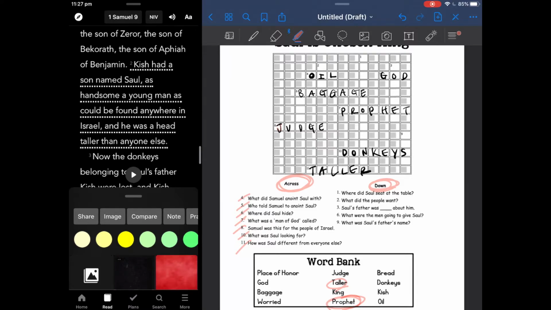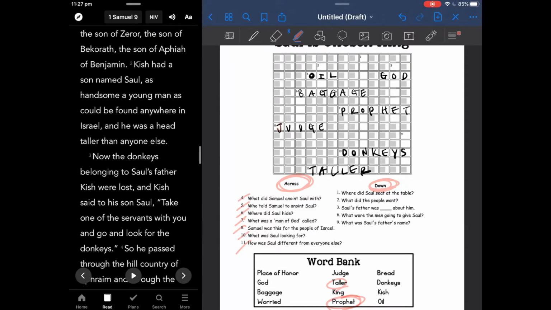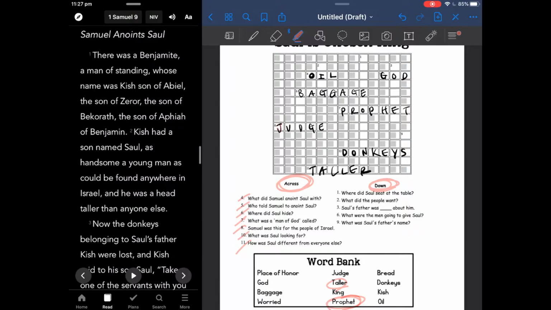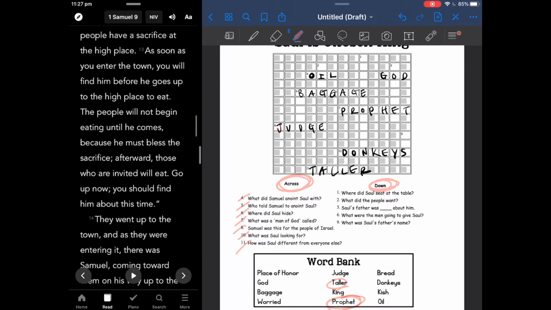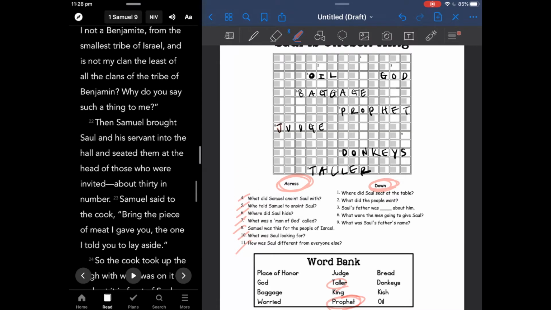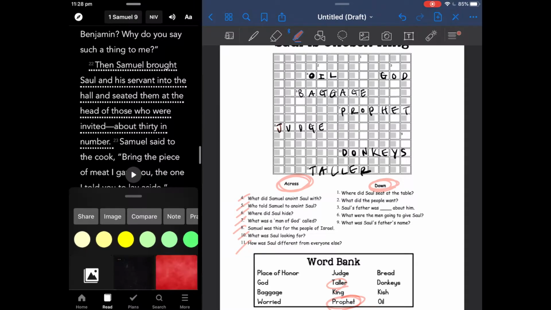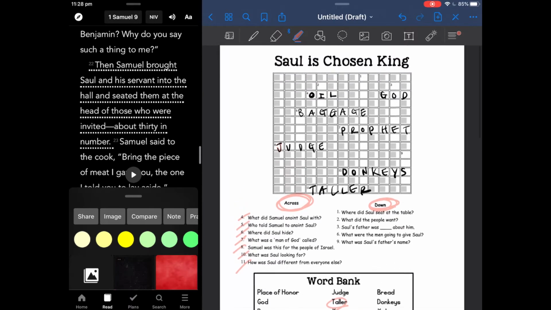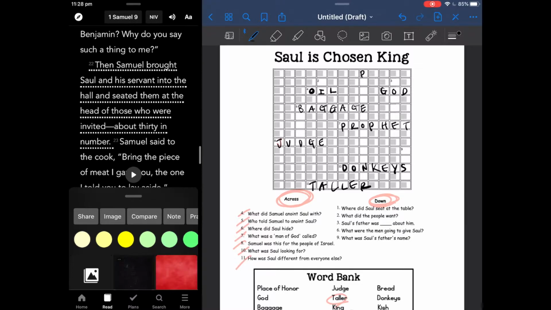Okay, let's move on to the down questions. It says, where did Saul sit at the table? If you guys remember, he was sitting at the table with people. It was chapter 9, verse 22. So I'm going to move to 22. It says, "Then Samuel brought Saul and his servants into the hall and seated them at the head of those who were invited, about 30 in number." So it said head of those who were invited, but in here we call that place of honor. So I'm going to write place of honor here. First one, place of honor.